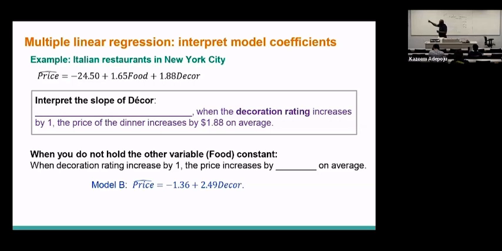Like I said, when you are interpreting the slope associated with an explanatory variable in a multiple linear regression, you need to mention that you are keeping every other explanatory variable constant. For instance, apart from food, you only have decoration. In another multiple linear regression, there could be so many independent variables. If I'm interpreting the slope for one, I have to say after keeping the other independent variables constant. Okay, so this is where I'm going to stop today.